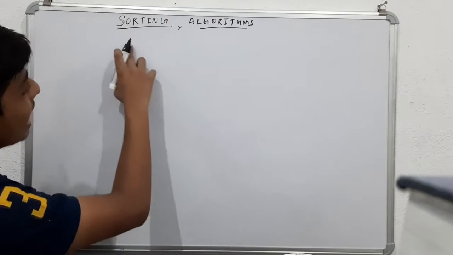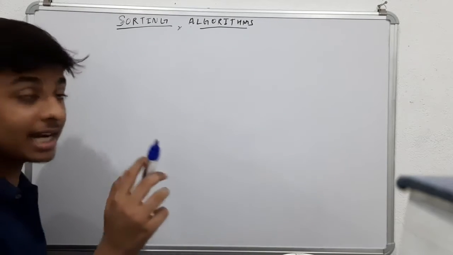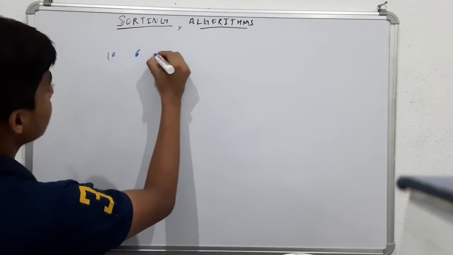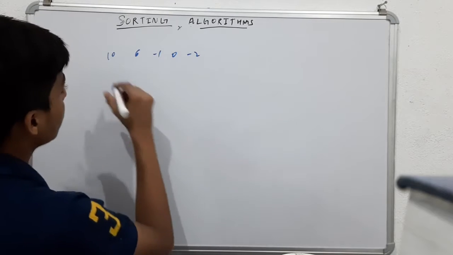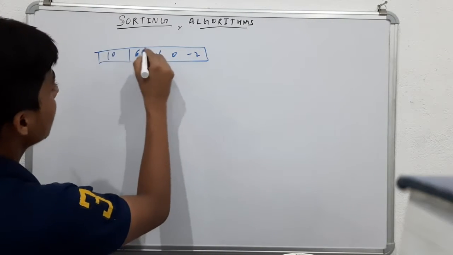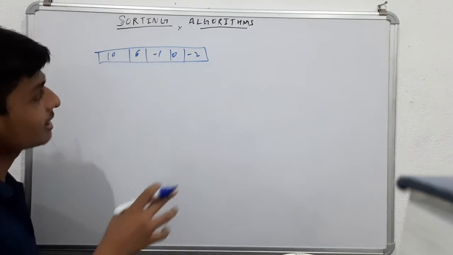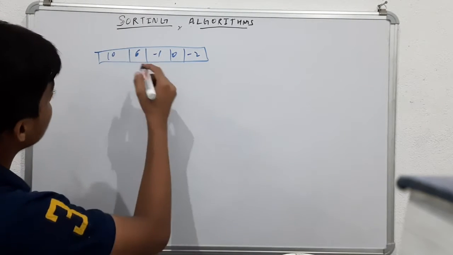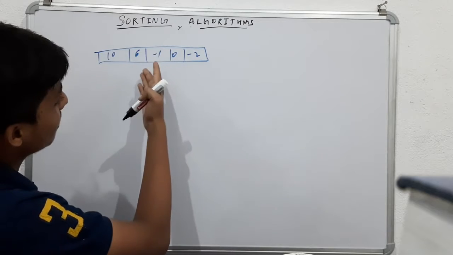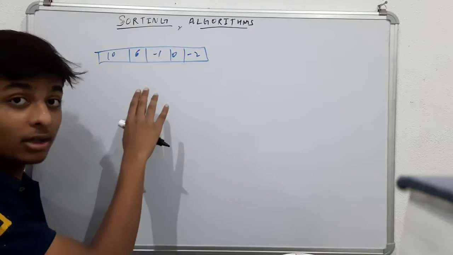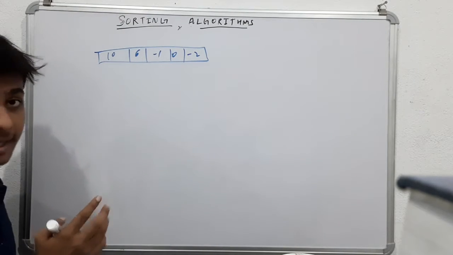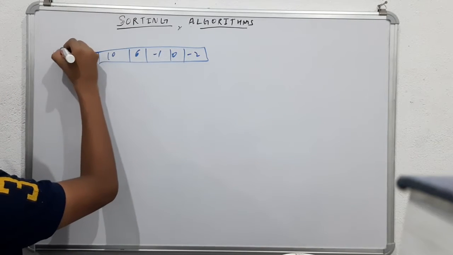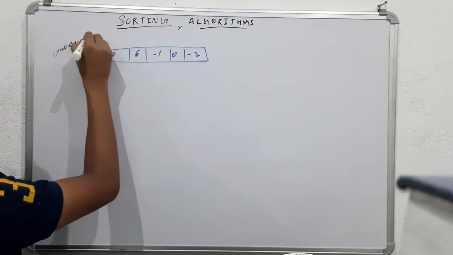So consider first a random array, say 10, 6, -1, 0, -2. If you consider this array, you see that it has no particular property. That means this array is neither in ascending order nor in descending order. So this array is called an unsorted array.